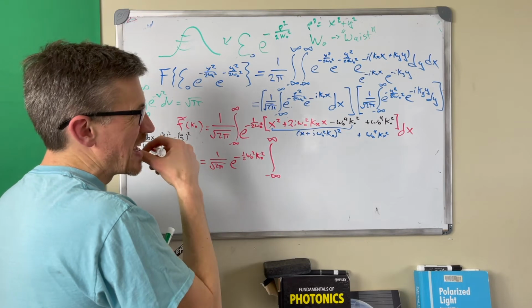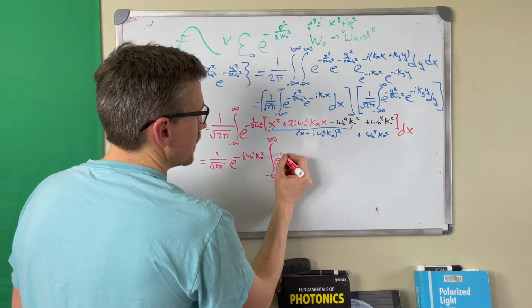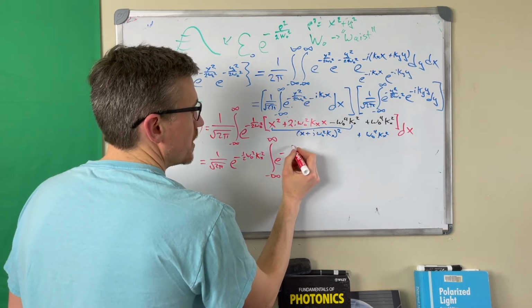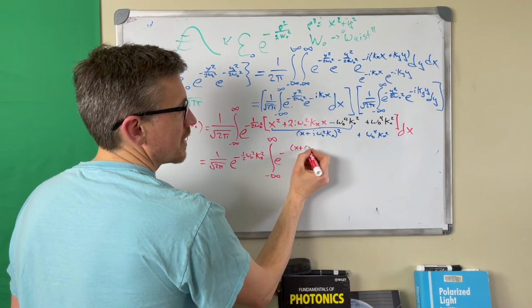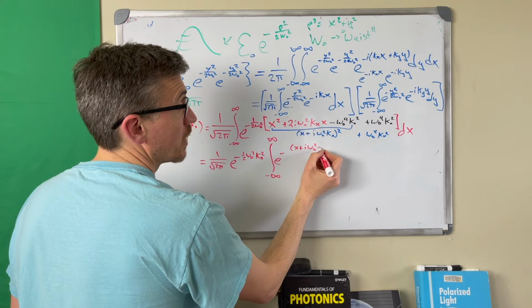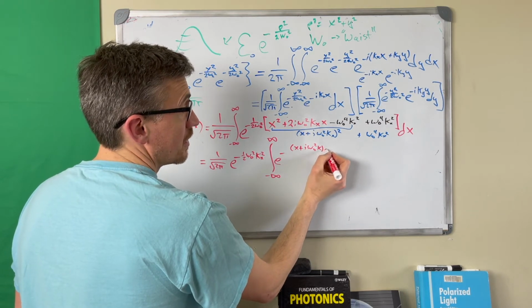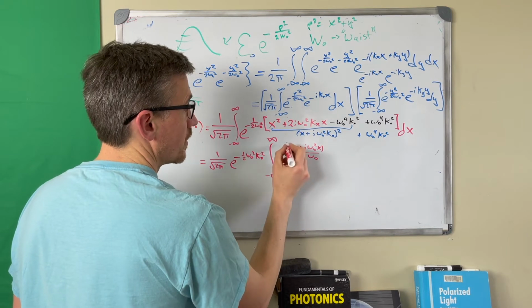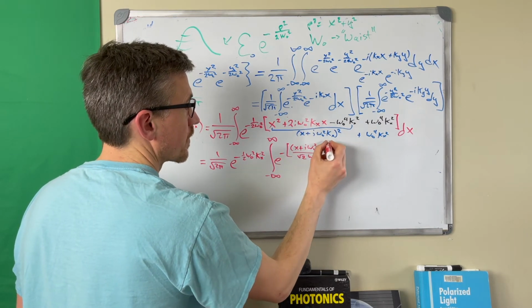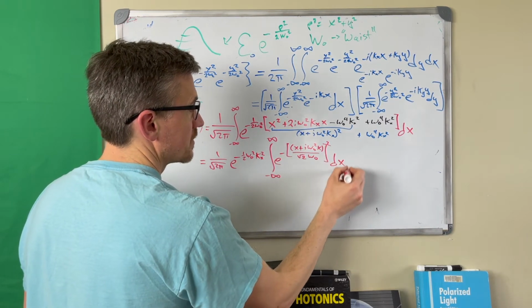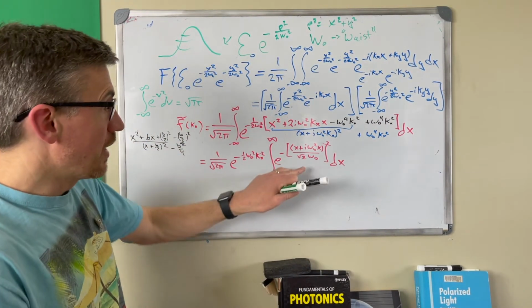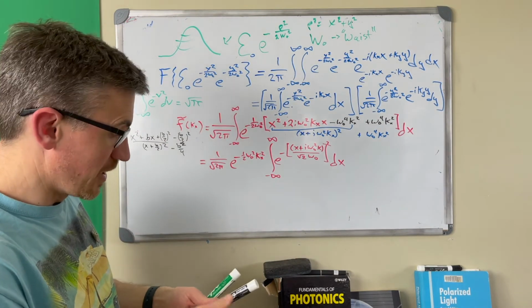So it's going to be e to the, let's write this in a way that's going to be maximally convenient. So it's going to be e to the (x plus i w naught squared k) divided by root 2 w naught, all squared, dx. Why do I write it in this crazy way? Well, look, we now have something squared, a function squared here. And guess what we're going to do?